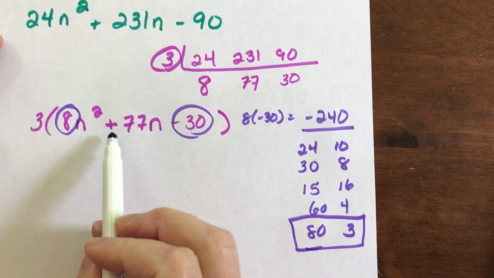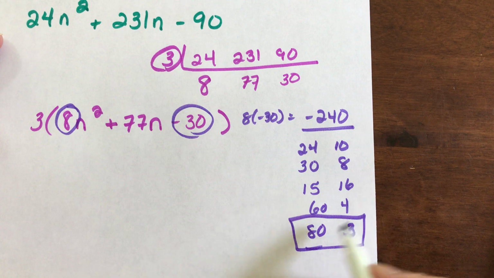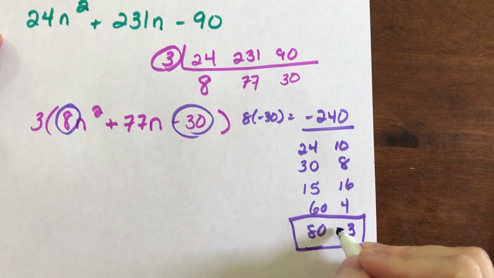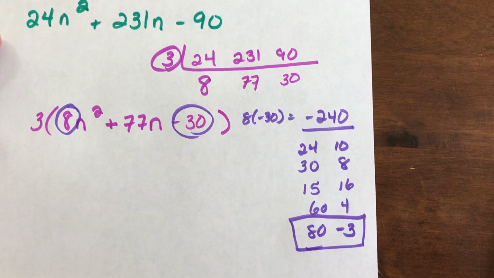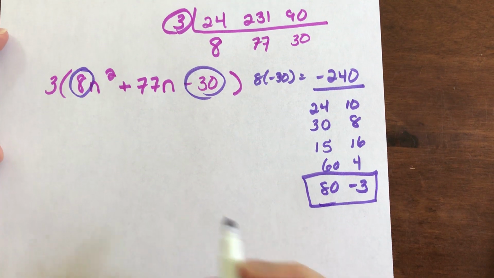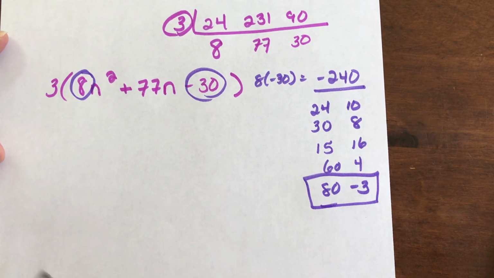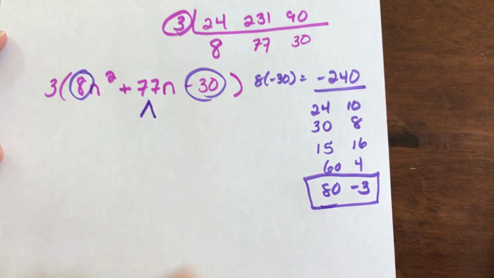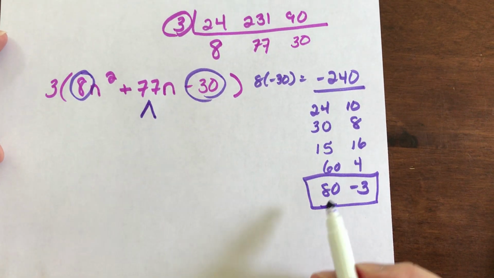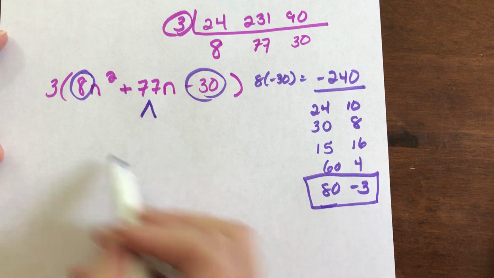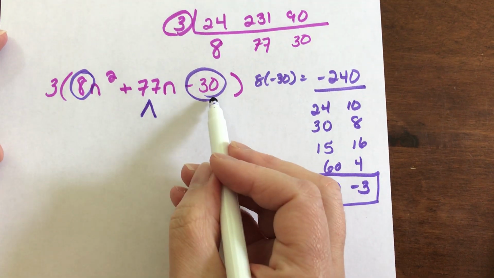But the problem is I need positive 77 and negative 240. So which one of these needs to be negative? The 3. So it's going to be negative 3. Okay? All right, so again, this can be the most tedious part of these problems. Once you get this, it's kind of easy. So I'm going to replace my one term with two terms. Now, again, look at how you pair it. I'm going to put the 80 with the 8, and I'm going to put the negative 3 with the 30.